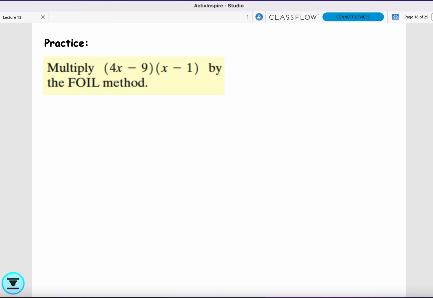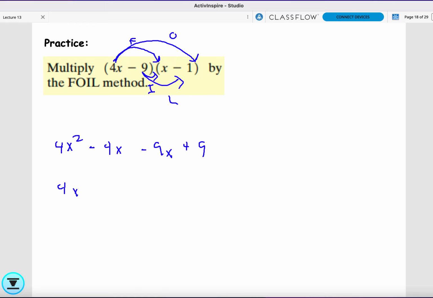Alright, go ahead and try this practice problem, guys, by yourself using FOIL method. Remember, 4x times x, that's the F term, which is 4x squared. 4x times minus 1, that's the outside term, so negative 4x. Negative 9 times x, which is the inner term, negative 9x. And then plus 9 for the last terms. So then we get 4x squared minus 13x plus 9. And we're done.